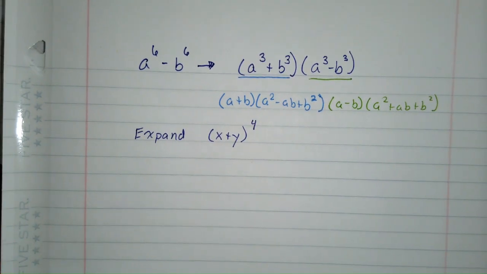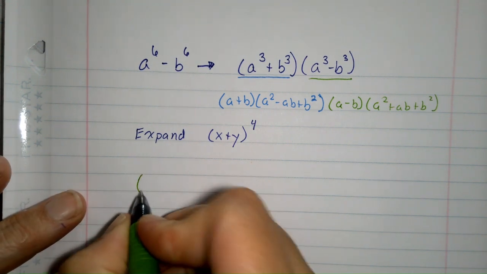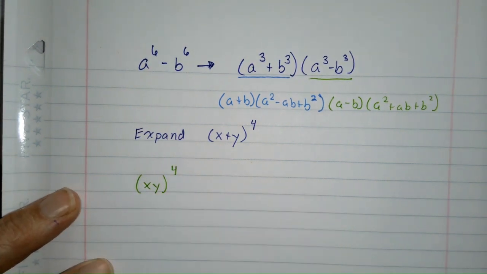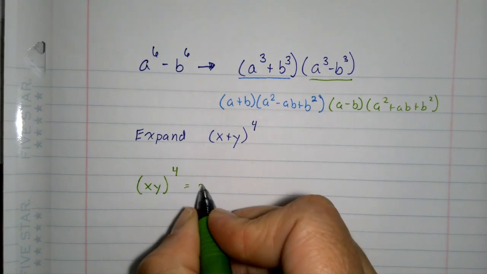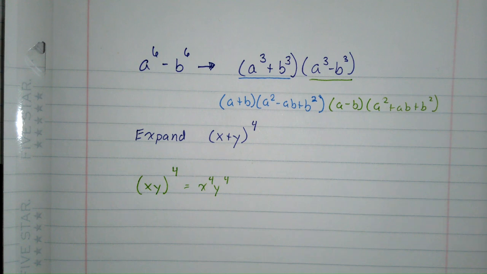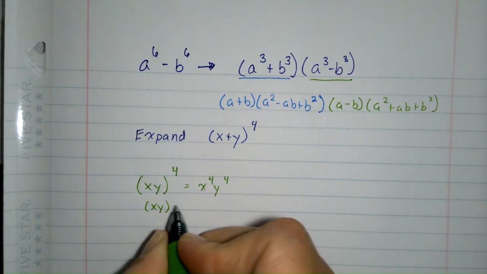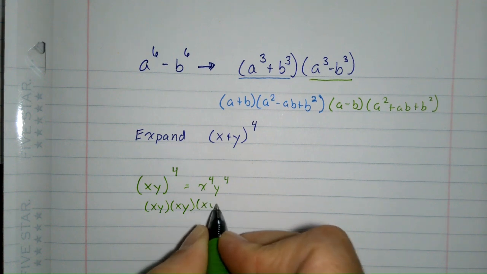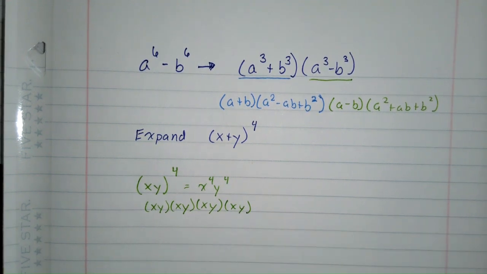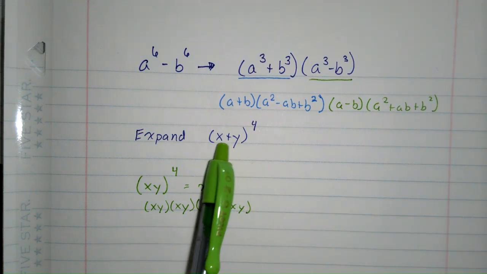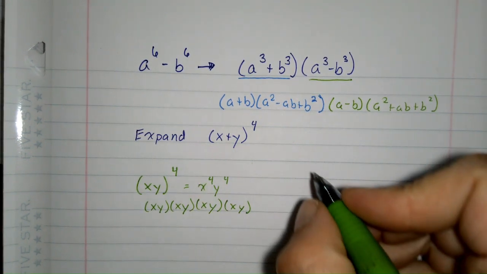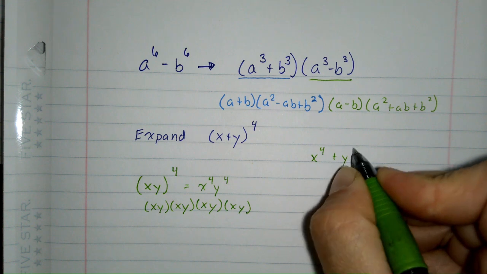Now, some of you might have just looked at this and said, oh, that's easy. It's x to the 4th, y to the 4th. No, it's not. xy to the power of 4 is x to the 4th times y to the 4th, because it's xy being multiplied by xy being multiplied by xy being multiplied by xy. There's no plus sign separating it. You just count how many x's you have, how many y's you have. But because of the plus sign, you cannot write x to the 4th plus y to the 4th.